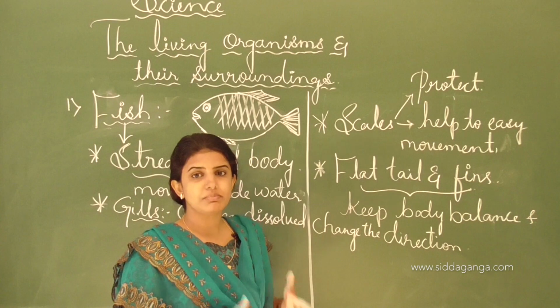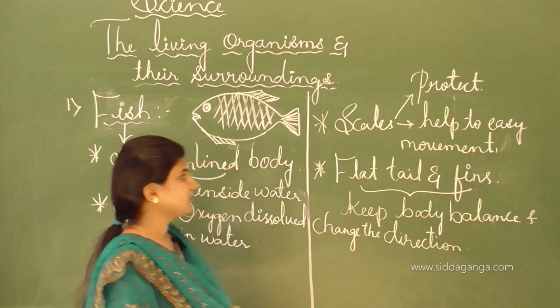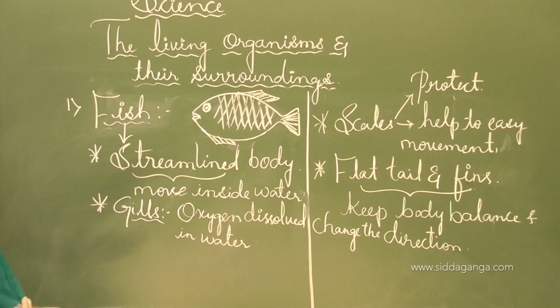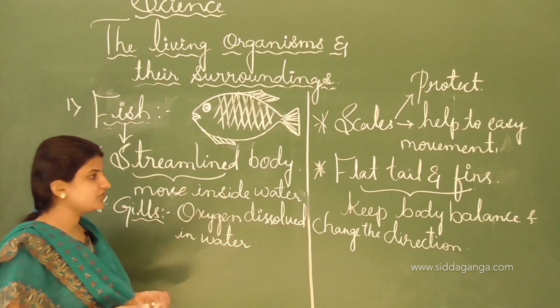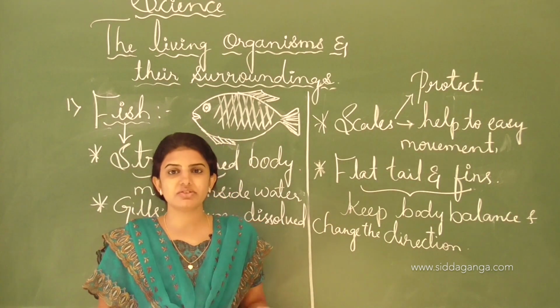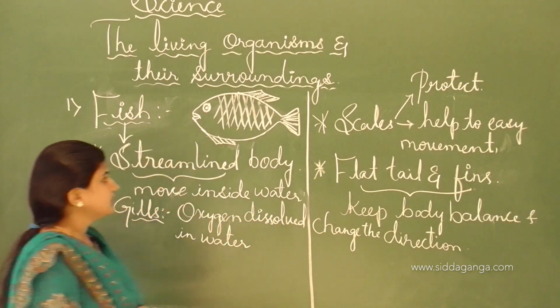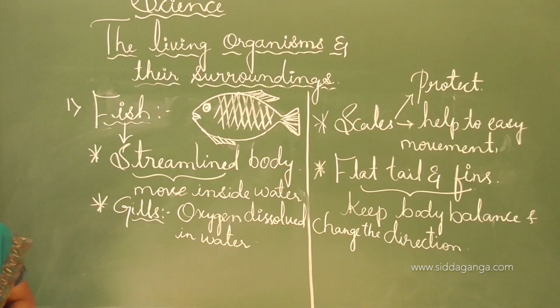The body balance will be maintained and also the direction of these fishes will change. This flat tail as well as the fins help the fishes to maintain body balance, and also to change direction. See, this is all about the fish.